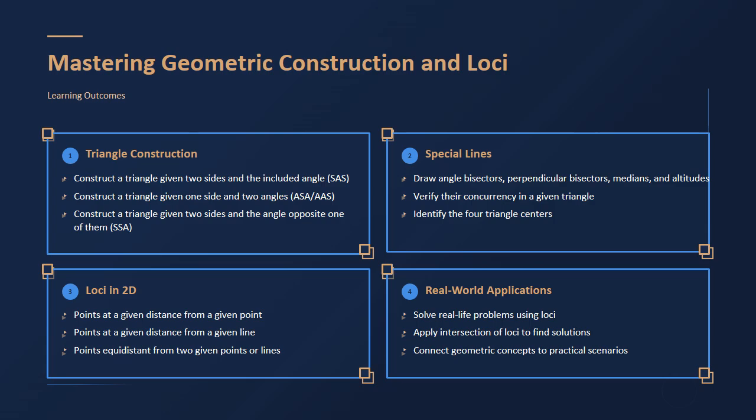1. When the measures of all three sides are given. 2. When the measures of two sides and their included angle are given. 3. When the measure of one side and the measures of two angles are given. 4. When the measures of two sides and the angle opposite to one of them are given.